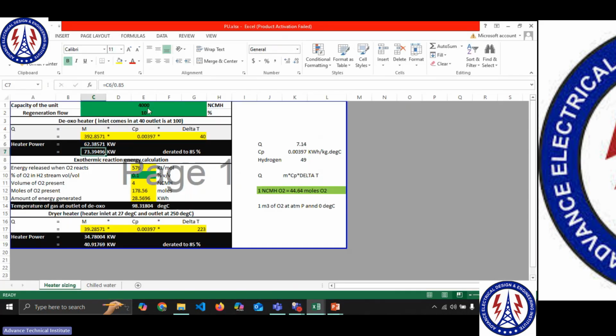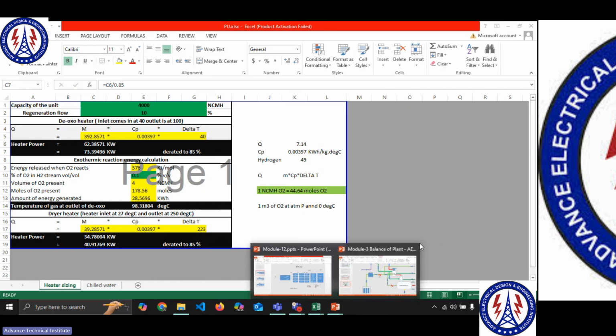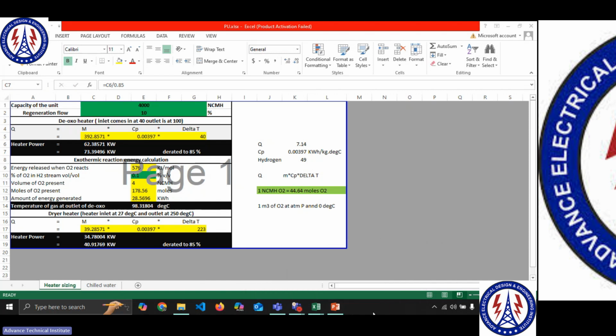So now we go into purification. I think you remember in purification, first we have to heat it up. The deoxo reactor, you cannot supply it at 40 degrees Celsius. So from 40, you are going to take it to 80. Remember, in the last class we did. So I am going to take it from 40 to 80. So the delta is 40.